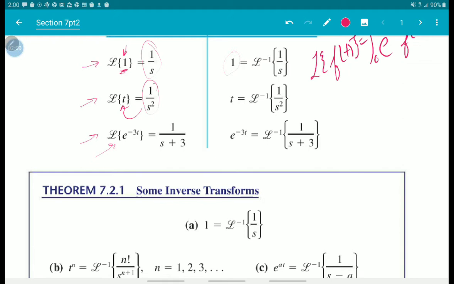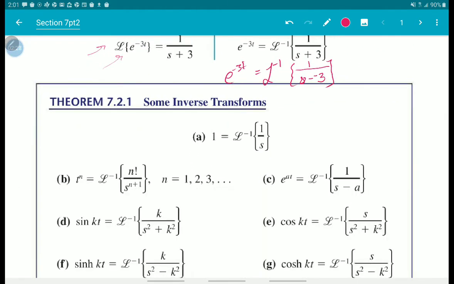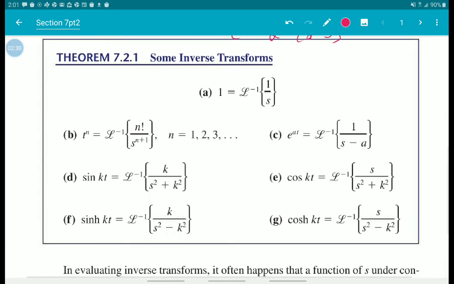When we derived this one, we plugged everything into our formula to integrate. And when we integrated, we ended up with 1 over s minus negative 3. So to find the inverse Laplace of this, we could think about rewriting this as s minus negative 3, and we are taking the inverse Laplace. And that's going to get us back to e to the negative 3t. So everything's really coming from that formula sheet.